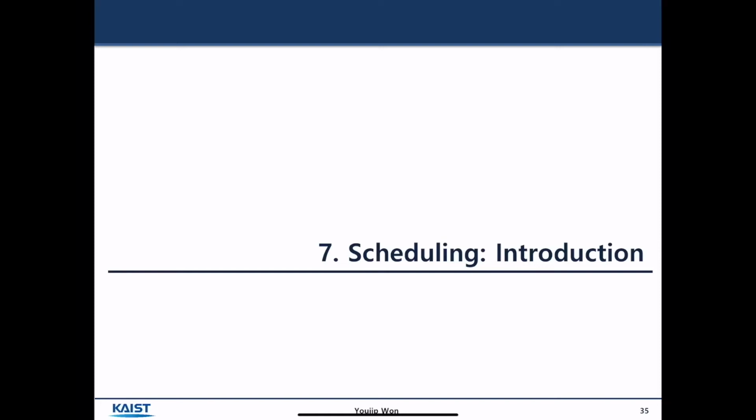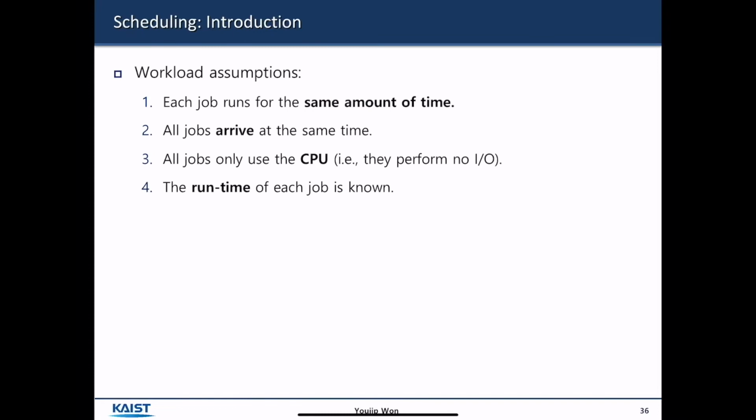In this chapter, we are going to deal with the basic CPU scheduling algorithms. We assume four constraints. First, each job runs for the same amount of time, and all jobs arrive at the same time. All jobs only use the CPU and there's no I/O operations. And the runtime of each job is known already. These assumptions are not realistic.